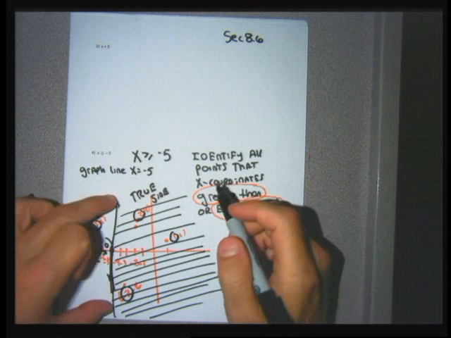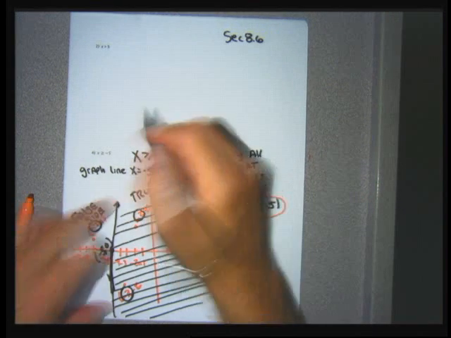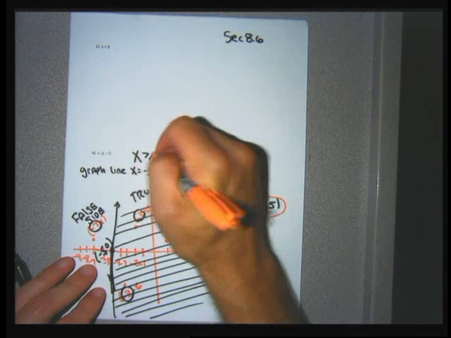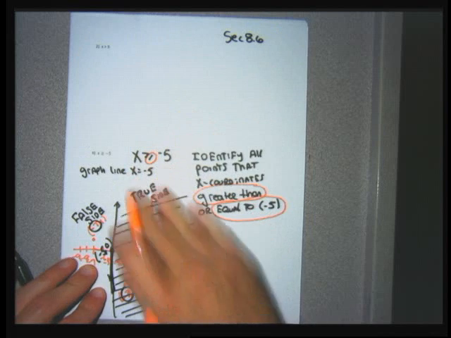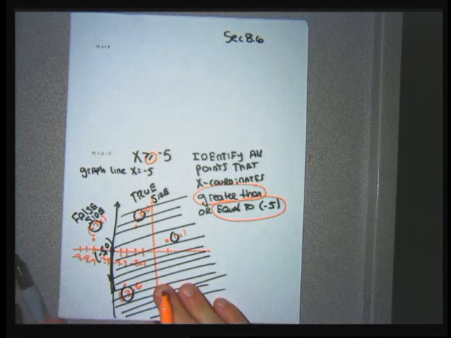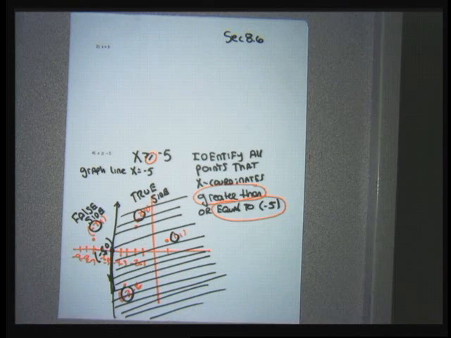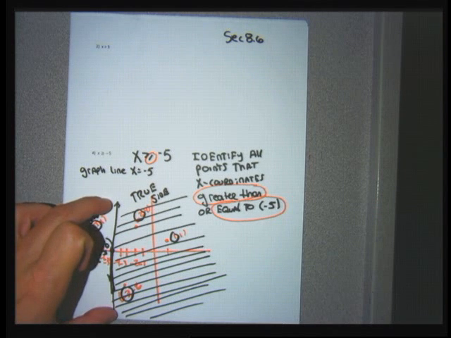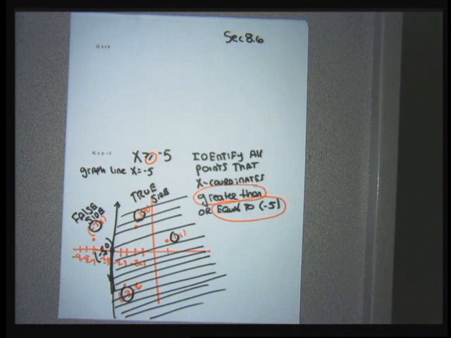The vertical line shows all the points that have x-coordinates equal to -5, and the shading to the right of that vertical line shows all the points that have x-coordinates greater than -5. So I've accomplished my goal. I've identified all the points that have x-coordinates that are greater than or equal to -5.